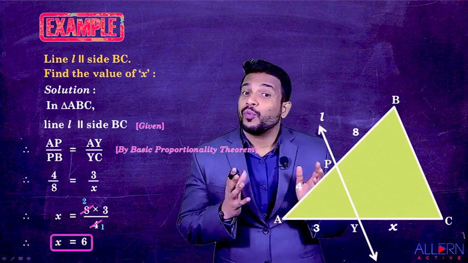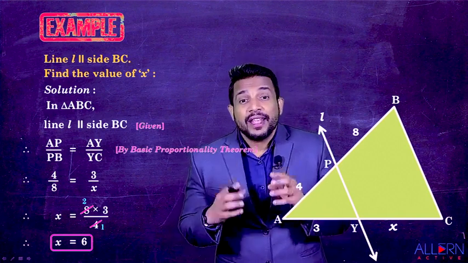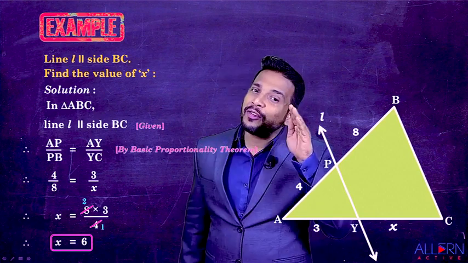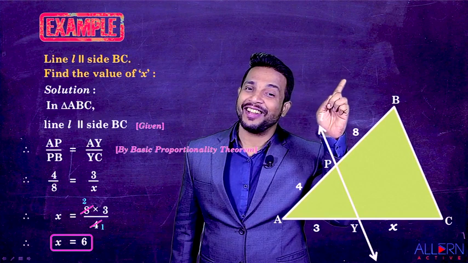Wasn't that easy? This is what we learned, how to apply the basic proportionality theorem. So remember, it is always applied in a triangle whenever we have a line parallel to a side. Easy.